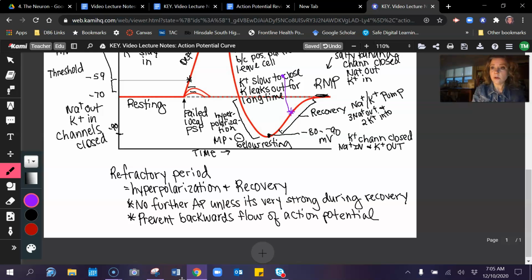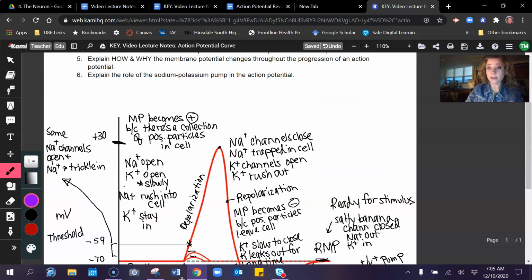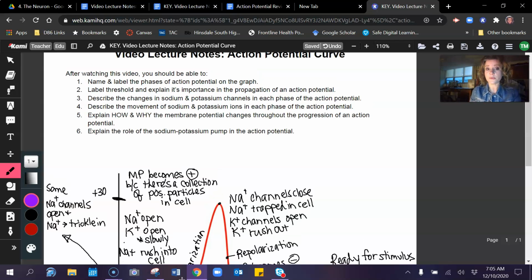Okay, so that is all that I've got for you on this action potential graph. You should, again, revisit numbers 1 through 6 and be able to explain each of them for each phase of the action potential. If you have any questions, let me know, and I'll talk to you soon.